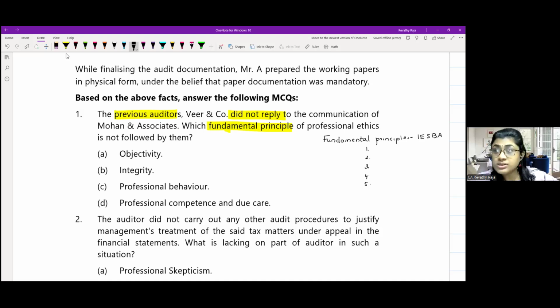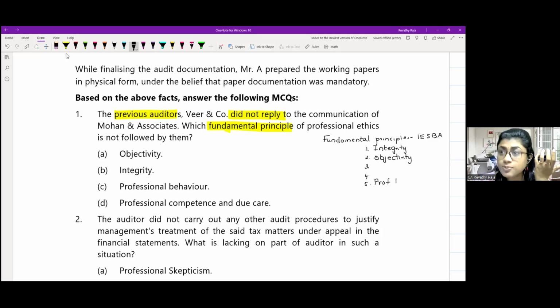Knowingly I gave a false report. Knowingly I gave a false report. Which principle am I violating? It has to be fast. Integrity. You are biased, under the influence. Which fundamental principle are you violating? You're violating objectivity. Now, you are not replying when someone is asking. You are not responding. You are lacking what? Failing to reply, failing to respond.